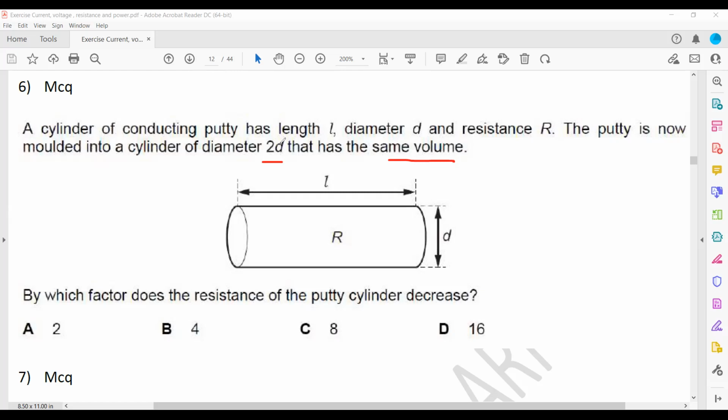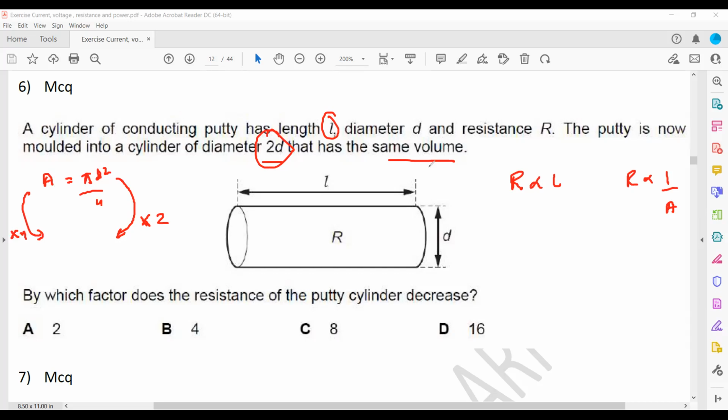Look, we know resistance and length are directly proportional, and we know resistance and area are inversely proportional. So first it was having a length L, but what we did, we doubled the diameter. If we double the diameter, what will happen to the area? Because area is pi d square by 4. If the diameter is doubled, multiplied by 2, because it is d square, the area will increase by 4.